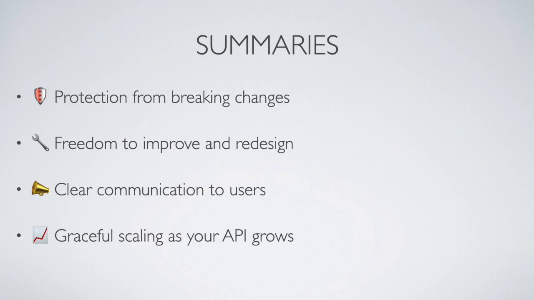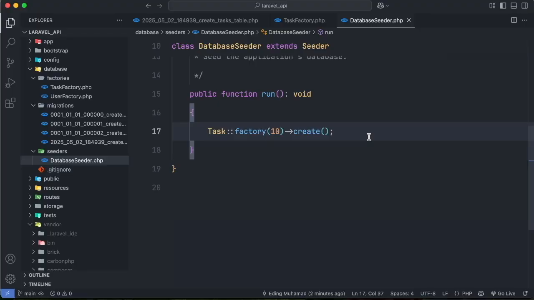Alright, now that you know why versioning is important, let's move on to the next video and start building our first API endpoint. In this video, we're gonna create our first API endpoint.